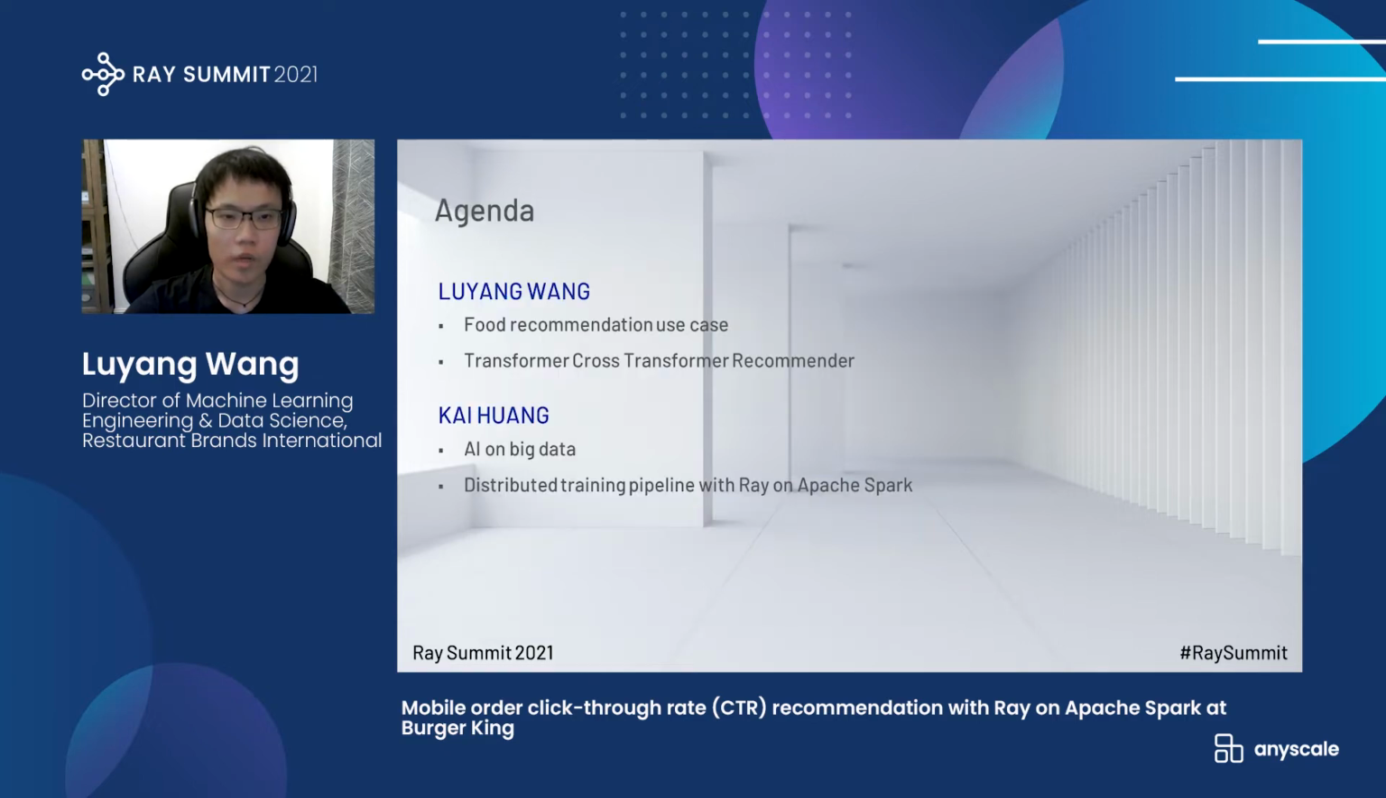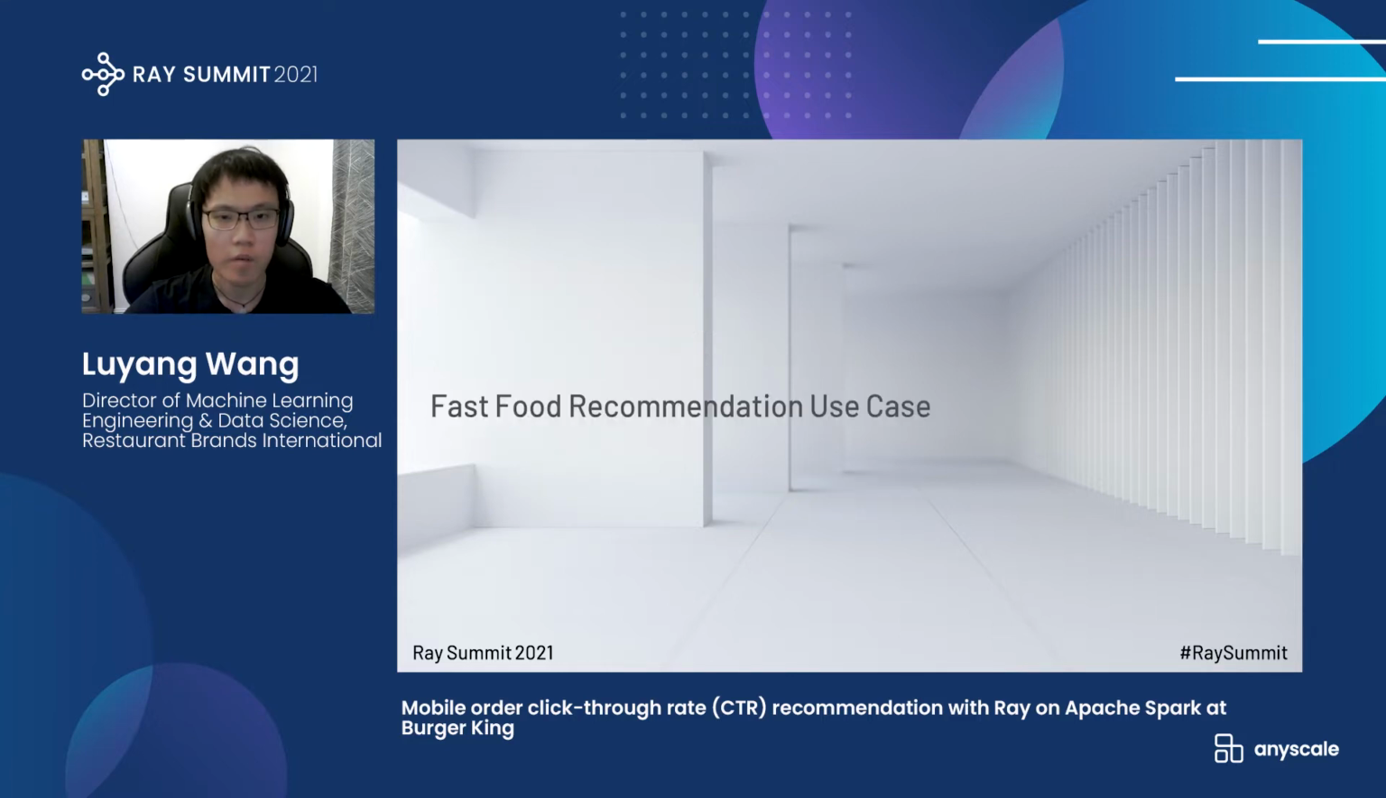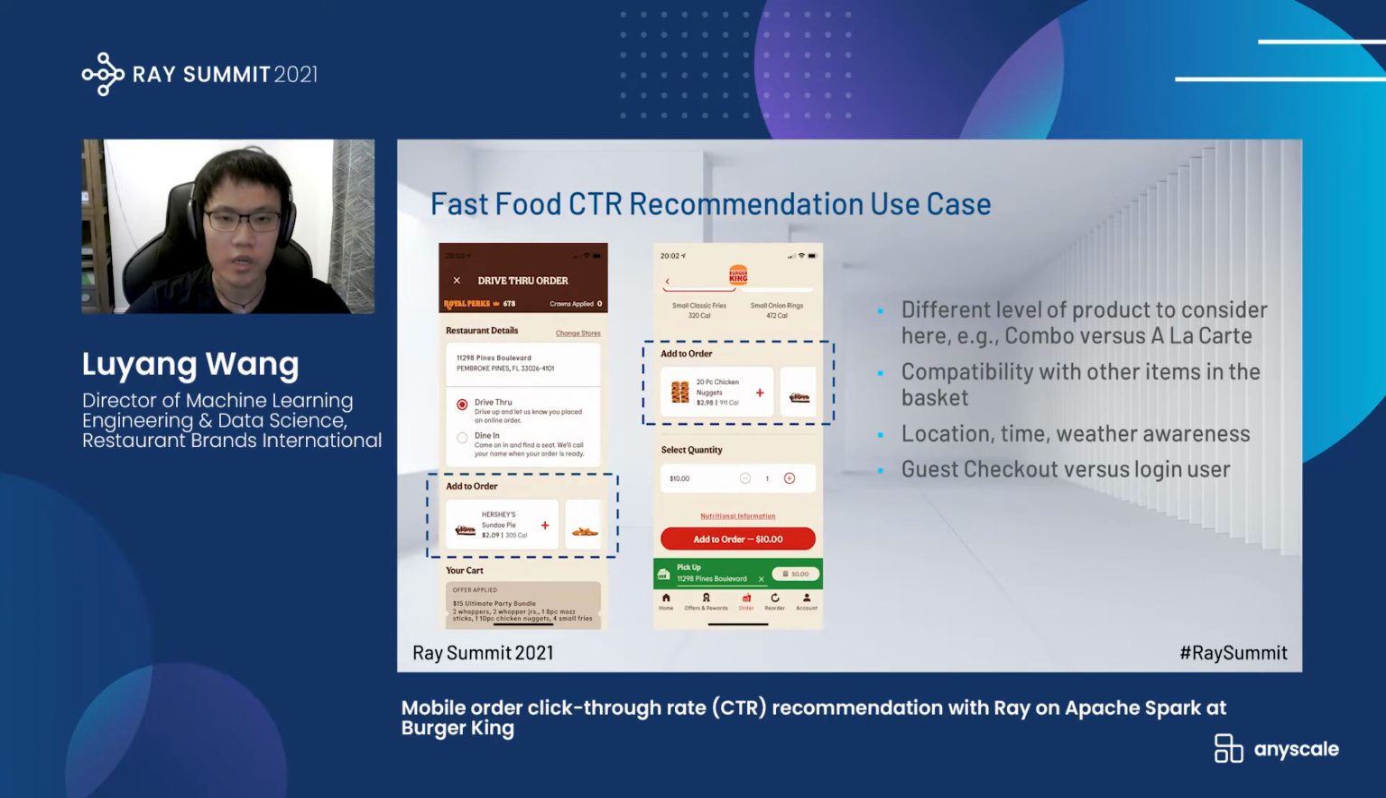So let's start with our recommendation use case. When we look at fast food recommendation, click-through rate recommendation, it's similar to non-fast food recommendation, which you typically see at e-commerce websites. But it also has some unique challenges. First, in the fast food use case, we need to handle different levels of the product.